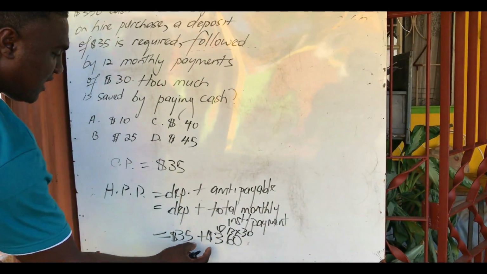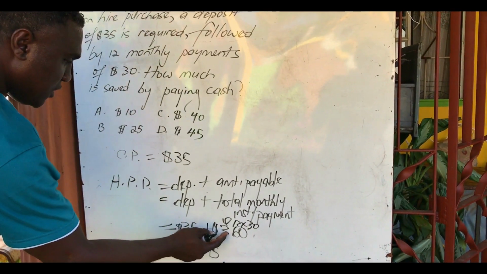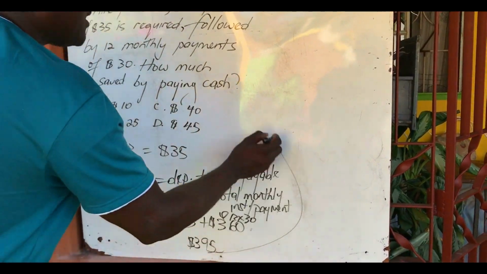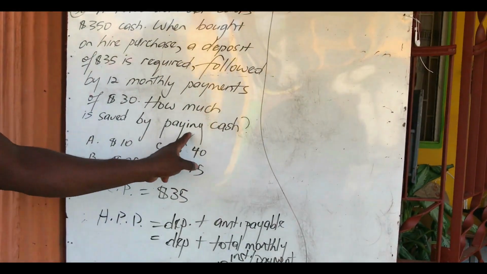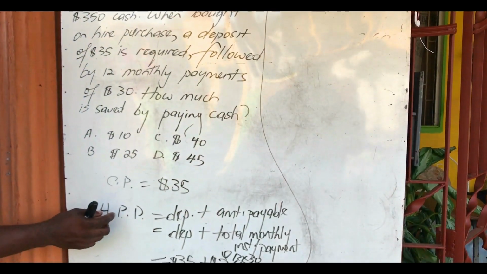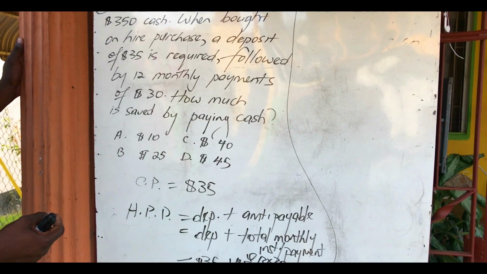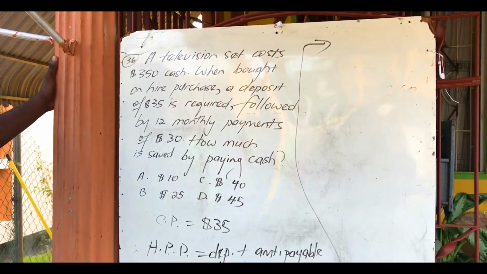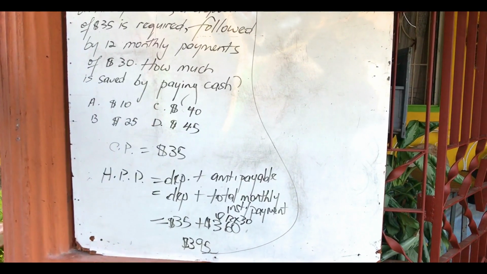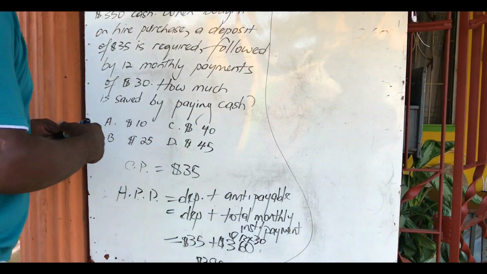So when I add $360 to $35, $60 plus $35 is $95. The 300 is by itself, so it's $395. Now the $395 is our hire purchase price. Now the question is, how much is saved by paying cash? Clearly the cash price is always less than the hire purchase price, because imagine you are paying down a certain amount of money to pay the rest, the outstanding balance, which is the remainder. And for that you have to pay interest. That interest makes the difference between the hire purchase price and our cash price.